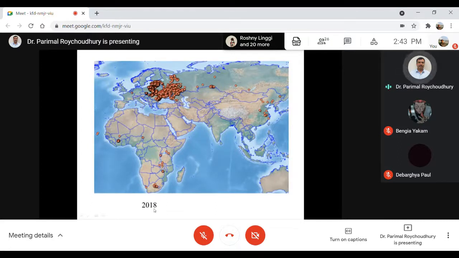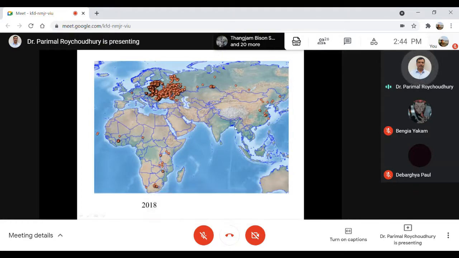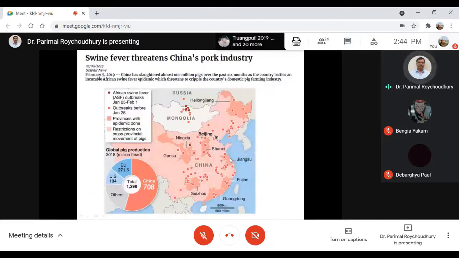This is the 2018 story. At the time, we were very alert, and we had a series of discussions with the state veterinary department that some alarms should be created. Accordingly, it was worked on very nicely in the state of Mizoram, but unfortunately, somehow it entered from Bangladesh. So gradually, it was transmitted to other areas.